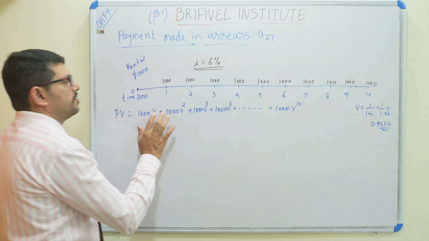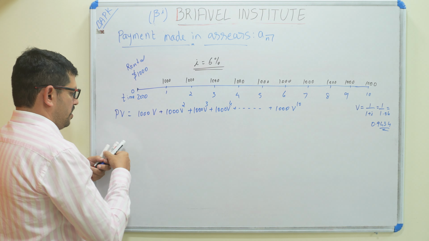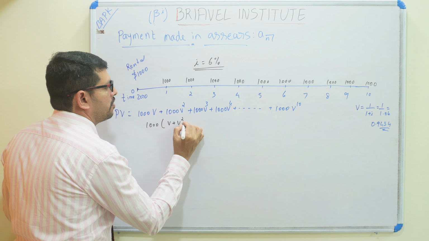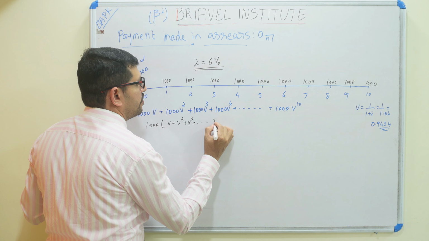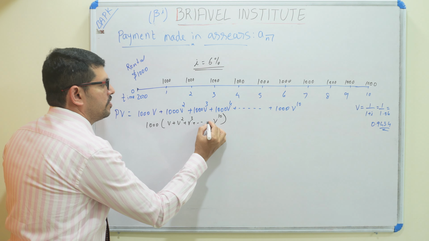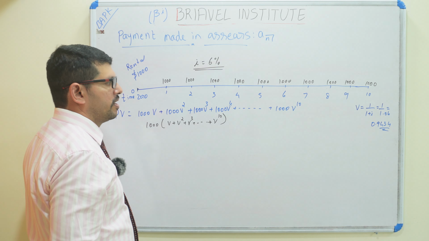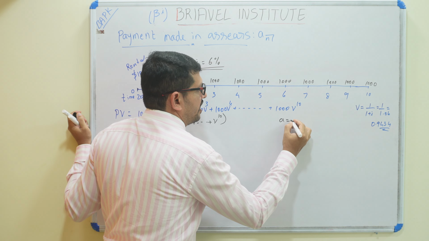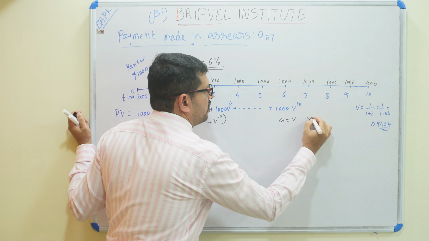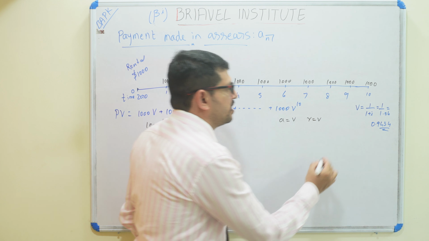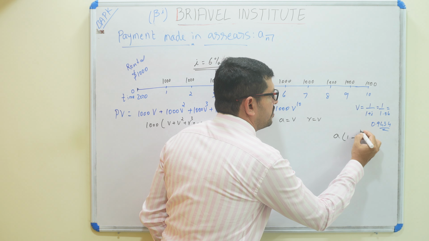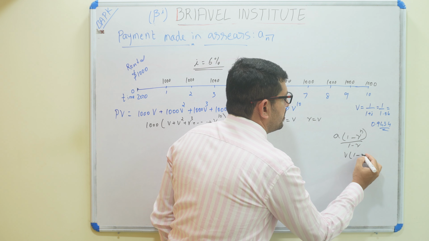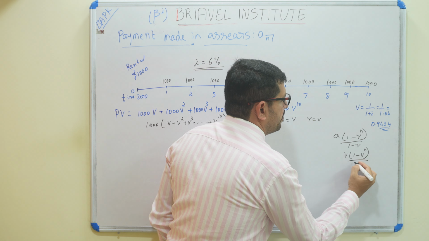So how to find out? This is V square. 1,000 we can take out. So that is one method. 1,000 we can take out. So V plus V square plus V cube plus up to V raised to 10. So this is like a geometric progression. You can call geometric progression, a is equal to V and r also is equal to V. So geometric progression, we know the equation a times 1 minus r raised to n divided by 1 minus r. Same we can apply here: V times 1 minus V raised to n divided by 1 minus V.